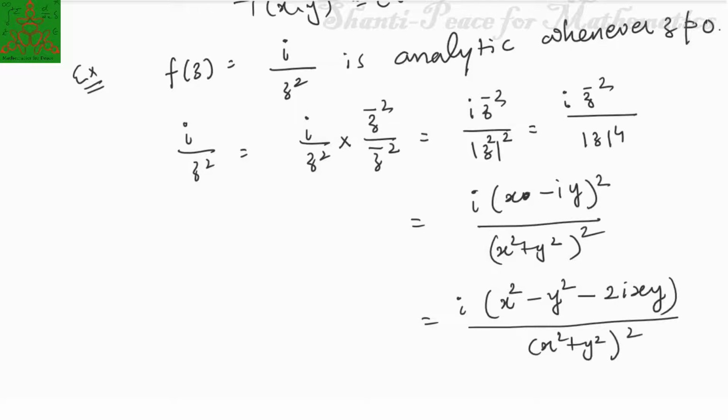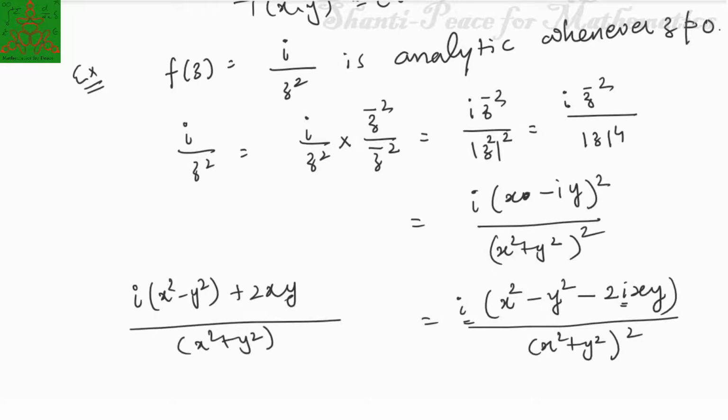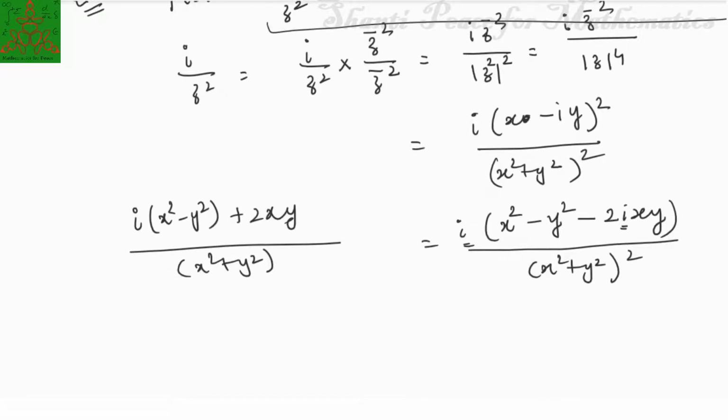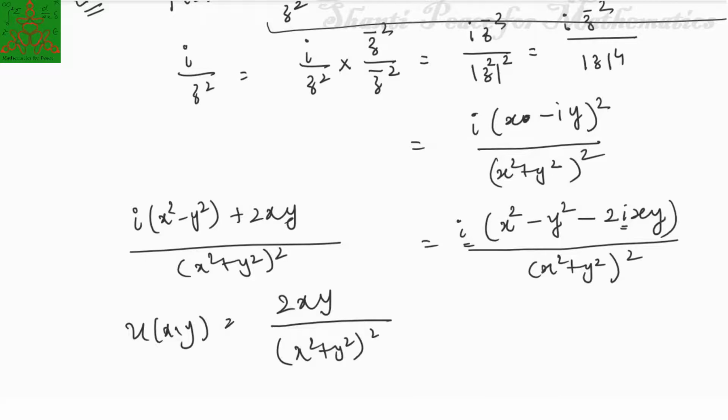That can be rewritten as i times (x square minus y square), and this i is multiplied to this i, so it will become plus, because it is i square, so it will become plus 2xy upon x square plus y square. So from this, what we can say, since this is an analytic function everywhere except z not equal to 0, we can say that u of xy, that is 2xy upon (x square plus y square) whole square, is harmonic. Also v of xy, that is (x square minus y square) upon (x square plus y square) whole square, is a harmonic function where z is not 0, that is, xy is not 0.